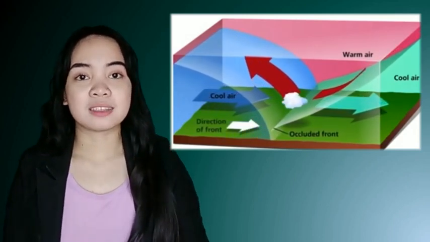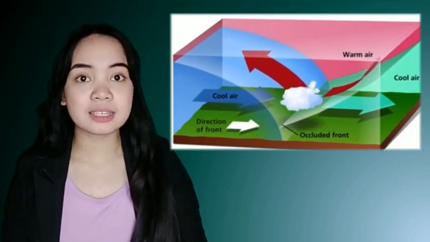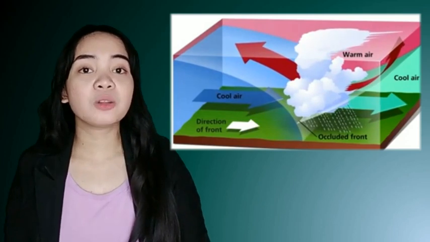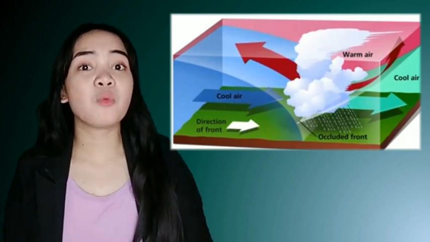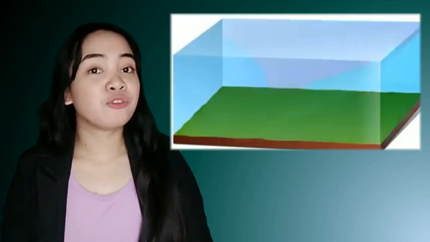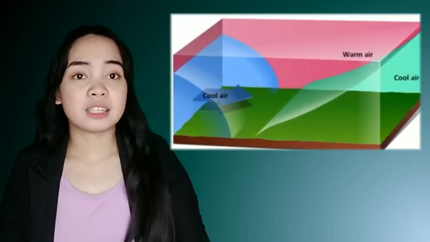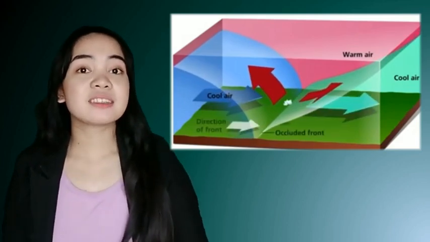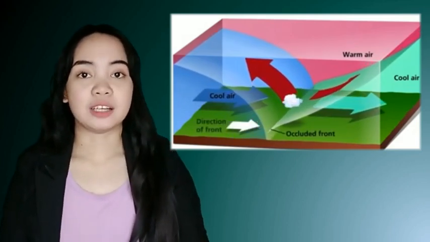A warm air mass drives into a cooler air mass, the warm front, and afterward, another cold air mass drives into the warm air mass, the cold front. Since cold fronts move quicker, the cold front is probably going to surpass the warm front. This is known as an occluded front.